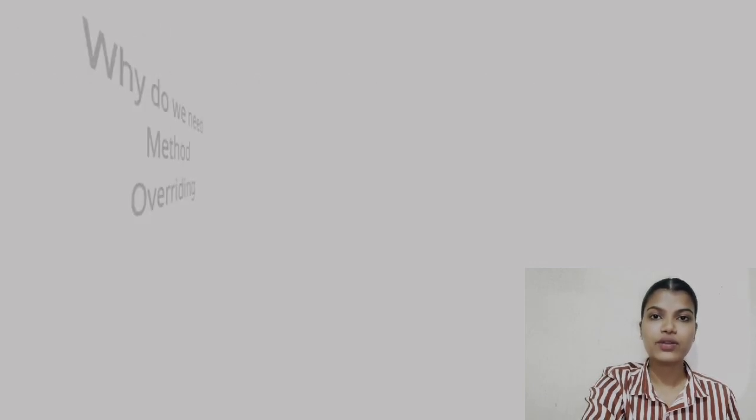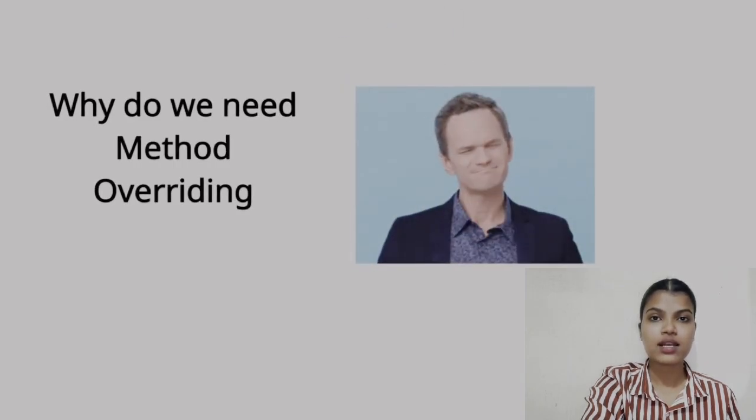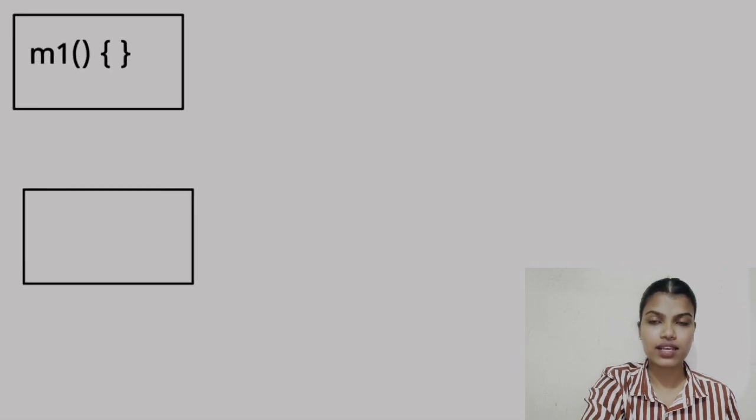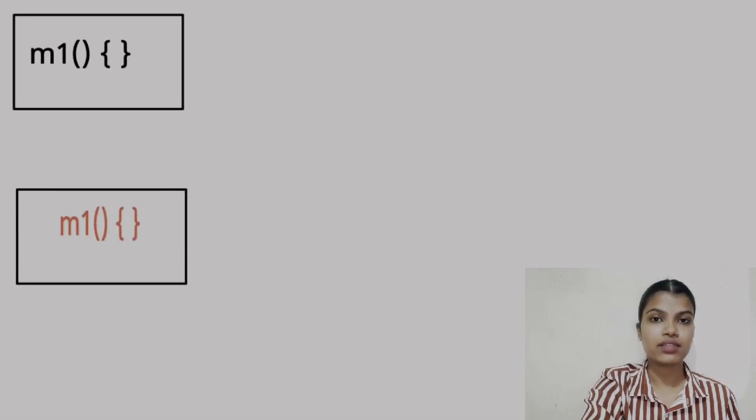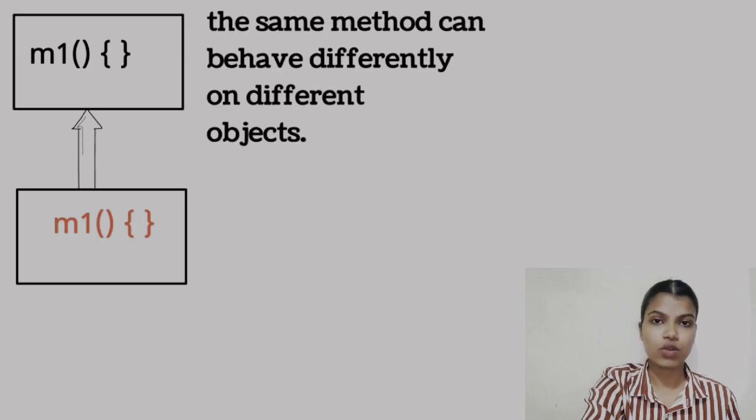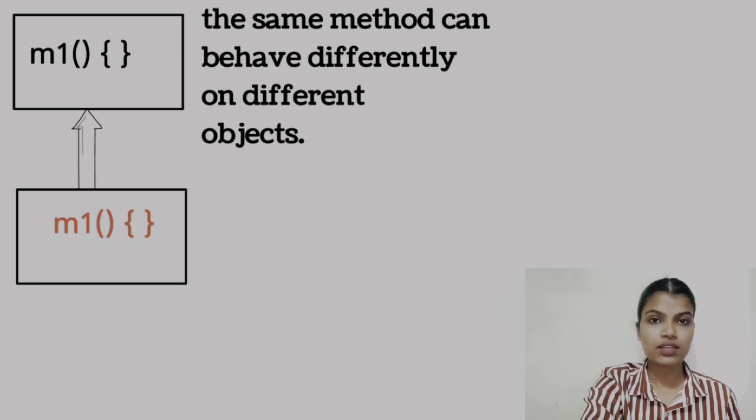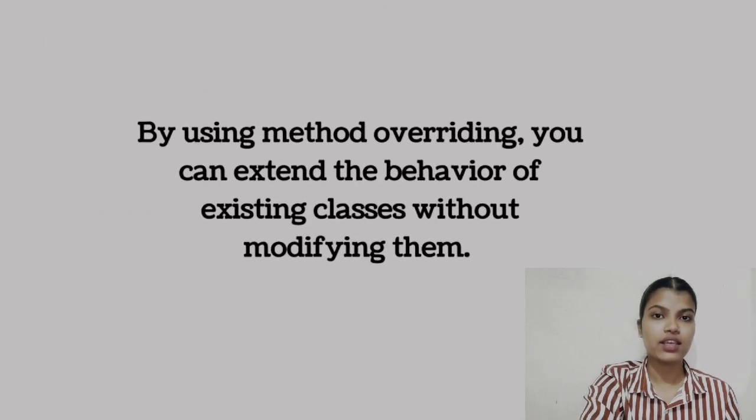Now let's understand why we need method overriding. In our example you have seen that there was method M1 in class A as well as in class B. But I already told that the method implementation or the method body can be different. So we can say that the same method behaves differently on different objects, because when we call the method, the body will get executed as per the object of the class. This is the first reason we need method overriding, and the second reason is we can extend the behavior of existing classes without modifying them.